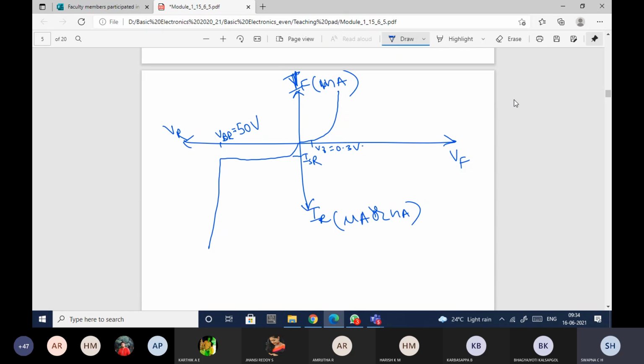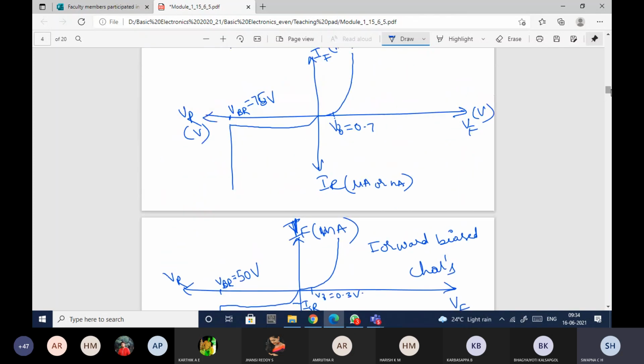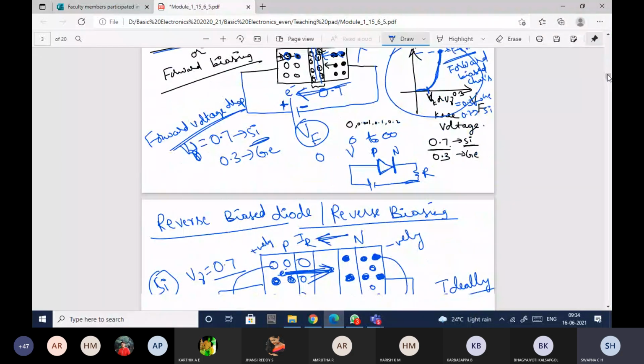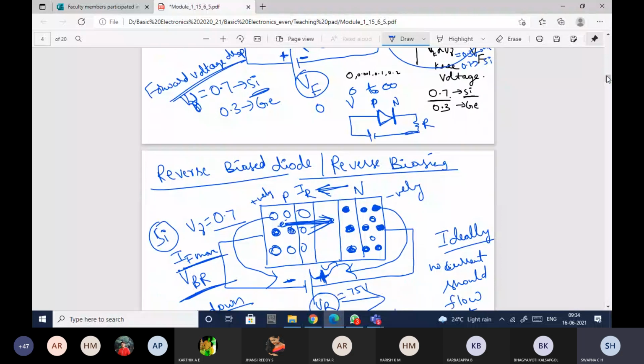You need to explain the forward bias. This is forward biased characteristics, and this is your reverse biased characteristics. This is very, very important for your internal as well as external exams. If you just draw the graph, you'll not get anything. You need to explain from here. Forward bias: how the diode will be connected, what happens there, everything. And reverse bias: what happens, all that you need to explain clearly.